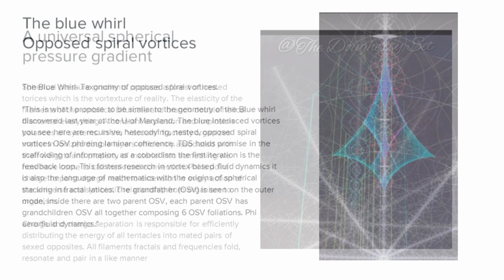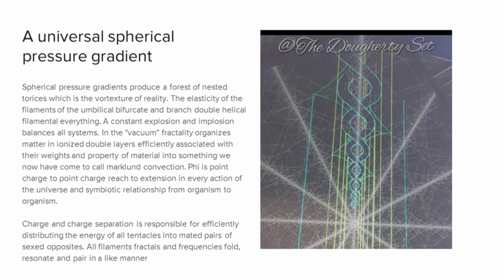Universal spherical pressure gradient, that's how Eric Lerner's model of the quasars and the black holes are formed, because of these spicules, these helical spicules. There's every single size of them, so therefore there's every size of black holes, that's why. Birkeland convection within filaments.